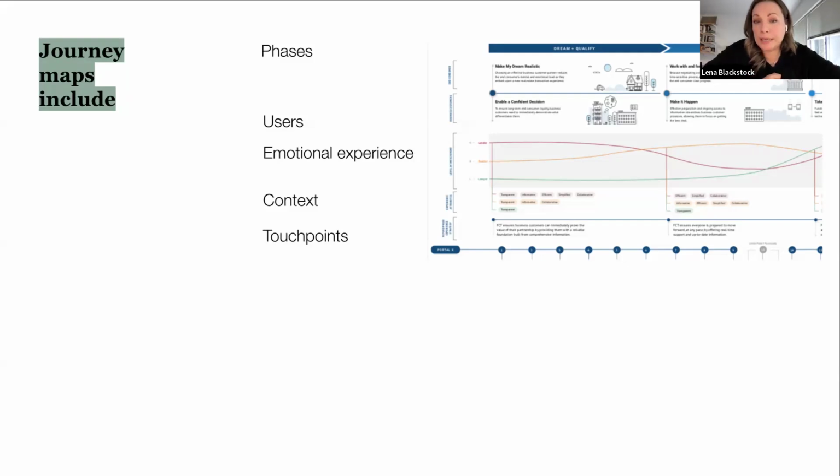You include typically the emotional experience. So what's the user's perception of their experience as they move through it? Step by step, phase by phase. And then any additional context. So who are other people involved? What type of environments is the user engaging with or within? And then the touch points, right? What are the user's touch points of contact with the business, the brand, the products, or the service?